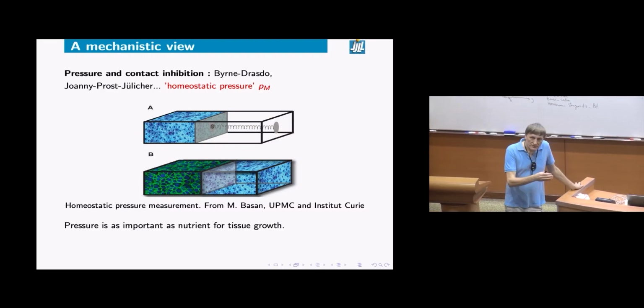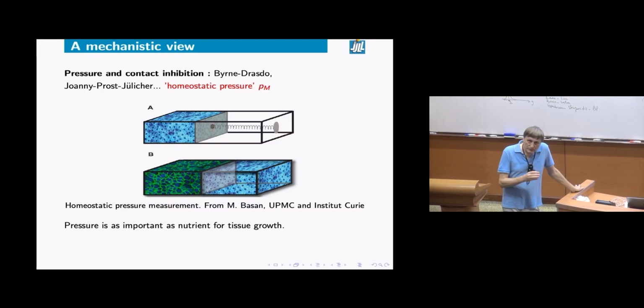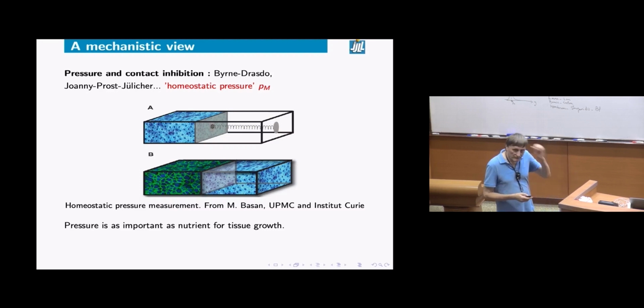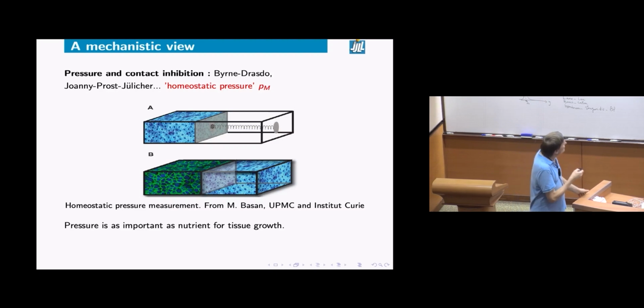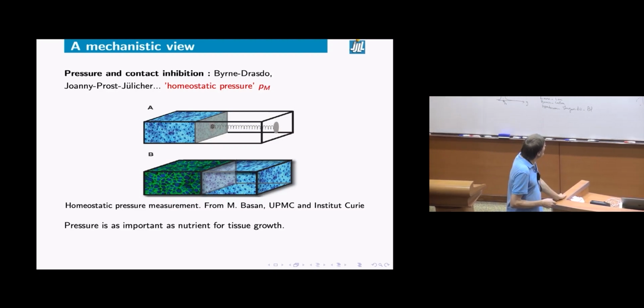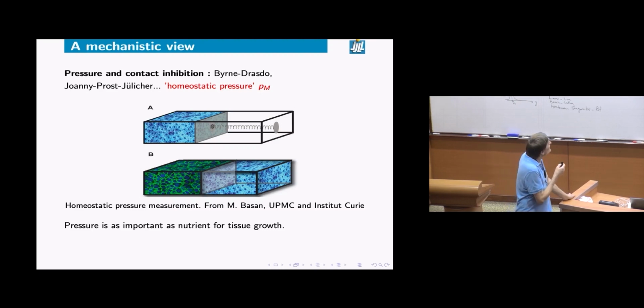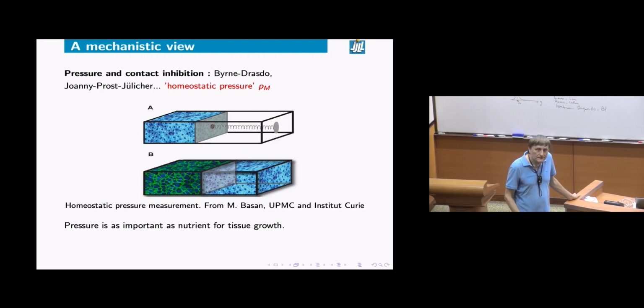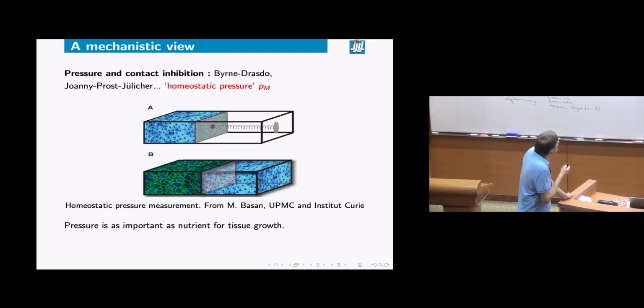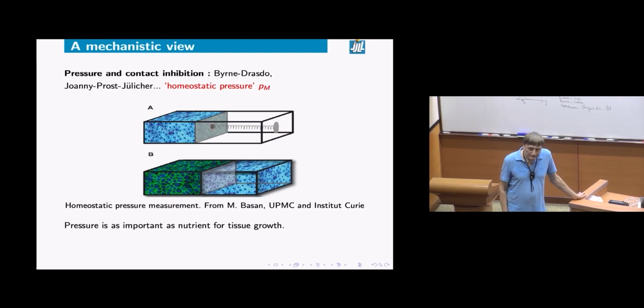So cells which are more sensitive to pressure will stop dividing first, and the others will continue a little bit until the pressure stops them dividing. So with this kind of device, they could completely prove that indeed there is a pressure, and the pressure is controlling the division of cells.